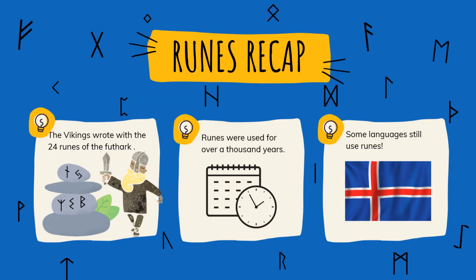In summary, the Vikings used runes for centuries to write down messages and inscriptions about the people and events in Scandinavia. Eventually, the Vikings adopted the alphabet we use today, but in a few modern languages, some of the ancient runes of the Futhark snuck into the alphabet and are still in use today alongside the ABCs that we know and love.